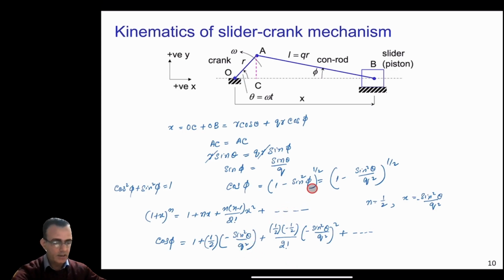So now we can simplify this equation. It will become 1, and this will become minus half, 1 over 2q square sine square theta, and minus, in this case, because this is minus and this is square, this will become plus, but again we have a minus here, so the minus will come here, and this will become 1 over 8 q4, and this will become sine 4 theta here. So we get this cos phi, and we get this equation here.